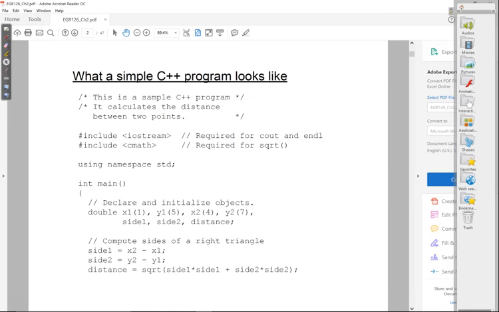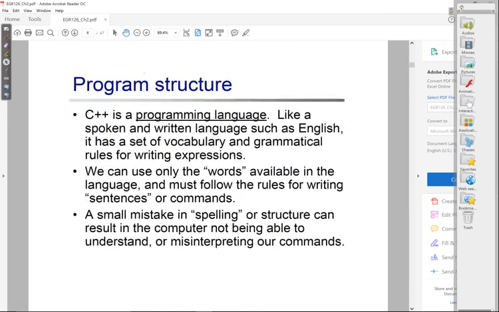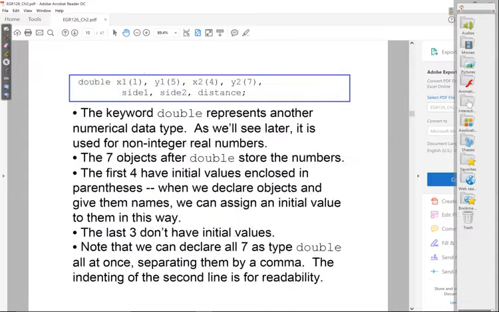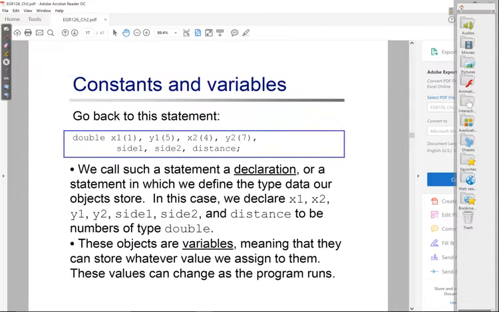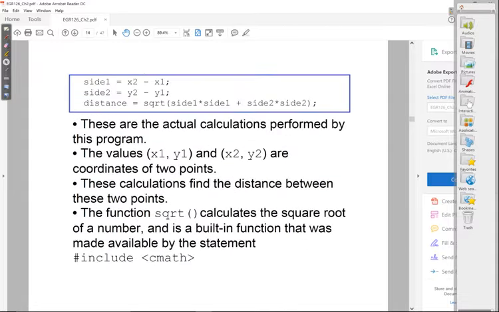Good? All right, so hopefully that made sense. Let's go on to the next line. Okay, side 1 is equal to x2 minus x1. Side 2 equals y2 minus y1. I think these are pretty obvious, right? And then the distance is equal to square root side 1 times side 1 plus side 2 times side 2.